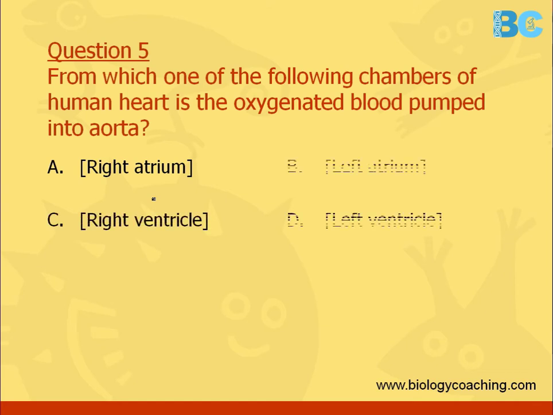Our next question is, from which of the following chambers of the human heart is the oxygenated blood pumped into the aorta? So the question is that through which chamber the blood is forced to the aorta, and the answer is left ventricle.